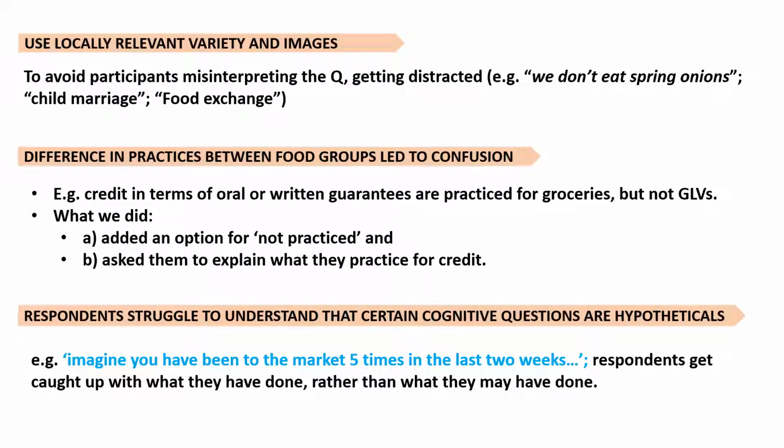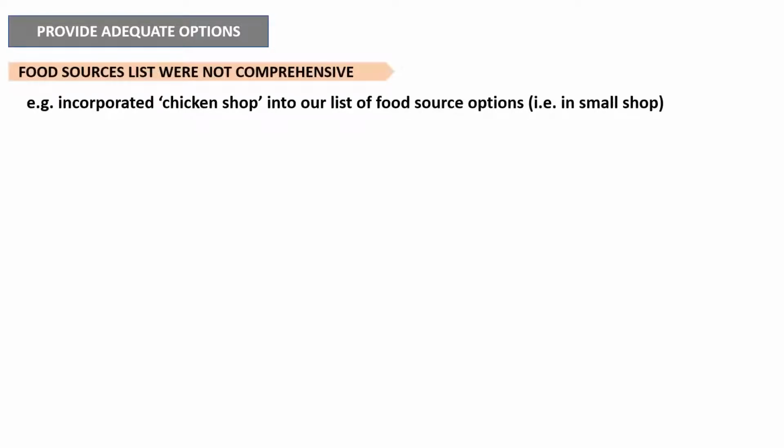Respondents also struggled to understand when we gave hypothetical situations to them. For example, if we give them a hypothetical situation, like imagine you went to this market 5 times, people were not able to relate it to their buying practices, and it was also leading to a lot of distractions. The second theme was to provide adequate answers for them. For example, our food sources list was not comprehensive. Even though we had around 15 to 18 food items, there were no options for including the commonly visited chicken shop and related places.